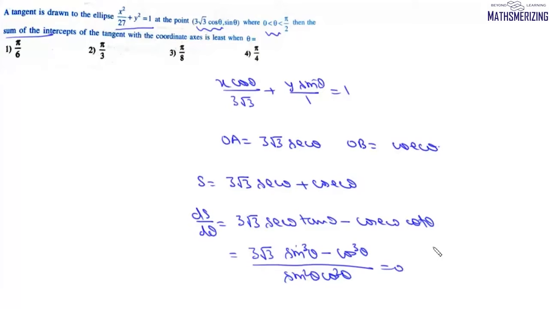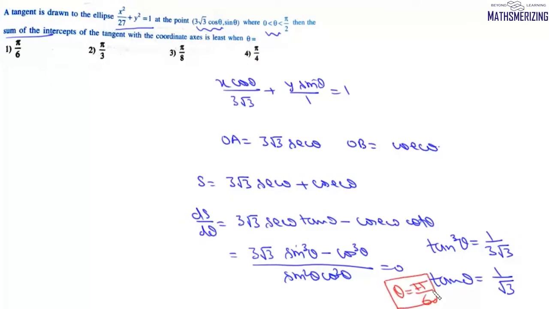So from here we'll get this condition, which is tan cube theta is equal to 1 upon 3 root 3. That is, the value of tan theta must be 1 by root 3. Now the value of tan theta is 1 by root 3 when the value of theta is pi by 6. So for this problem, the critical point is pi by 6.